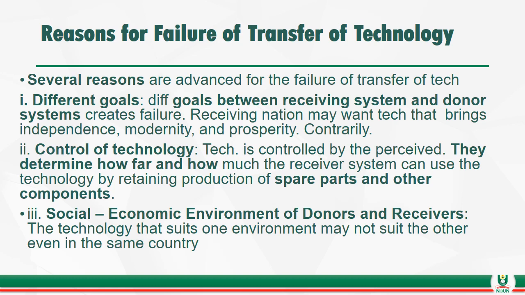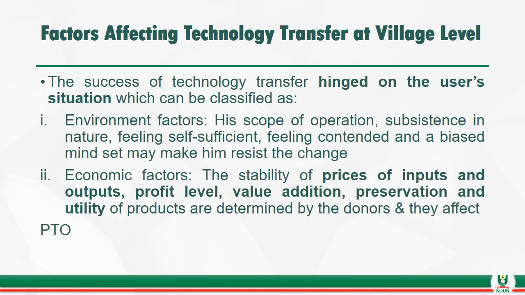The third one is the socio-economic environment of donors and receivers. If the socio-economic environments of donors and receivers are different, then such technology would not be able to succeed where it is going. It will succeed where it is coming from, but it will not succeed at the destination.